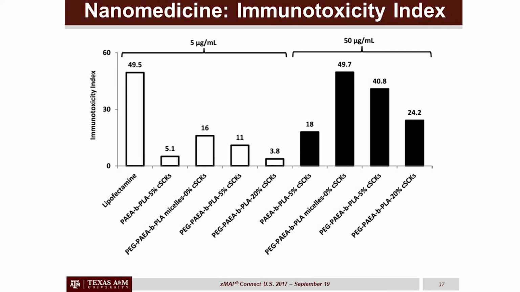And as you can see, you can get everything. For lipofectamine, which is a commercially available transfection reagent and known to have high immunotoxic effect, you can see the immunotoxicity index. And then you can compare, here, by increasing the degree of cross-linking, you have lower induction of the tested cytokines, either at 5 or at 50 microgram per milliliter.